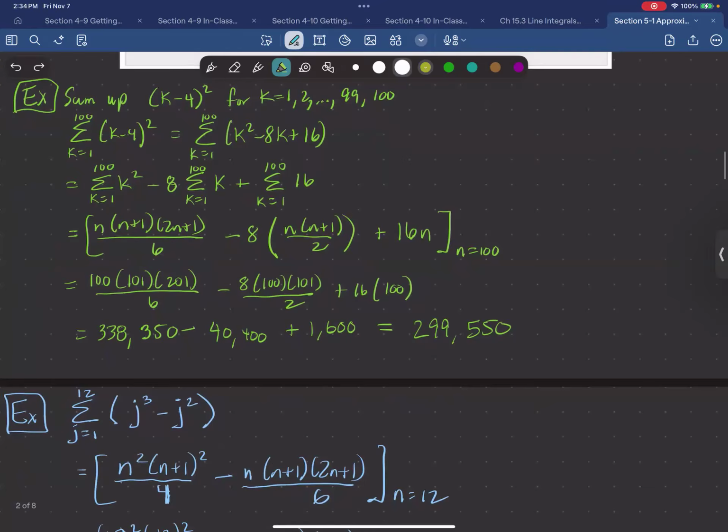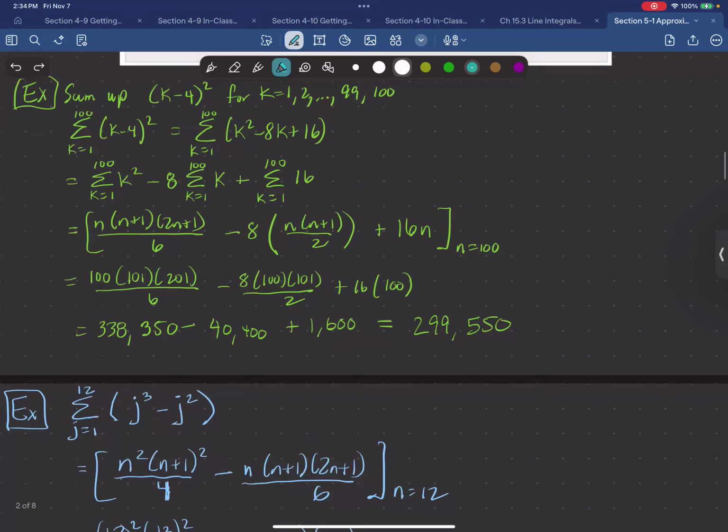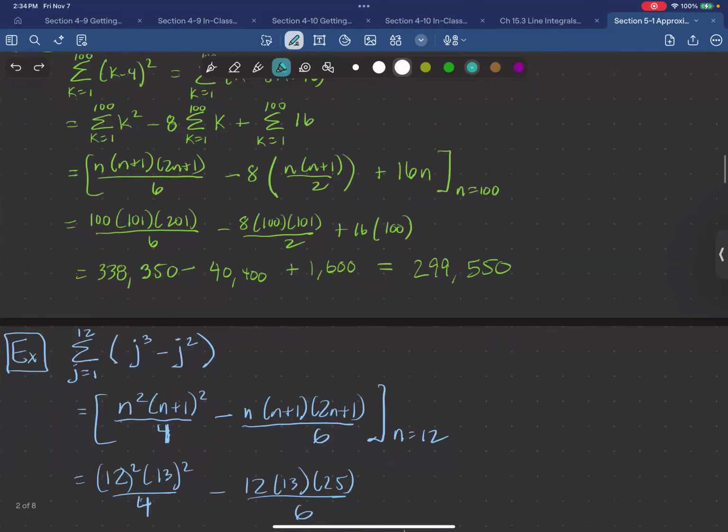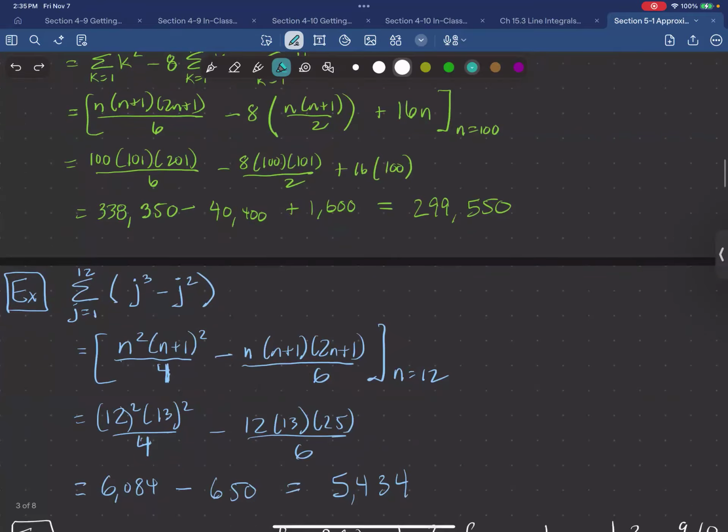j cubed was this. That goes with j cubed. j squared and a minus was that. We did start at 1, so we're going up to 12. That will be our n. And so I'm going to replace n with 12 on all those. 12 plus 1 is 13. 12 times 2 is 24, plus 1 is 25. We got a lot of stuff going on there. You end up doing it, you get 5,434.